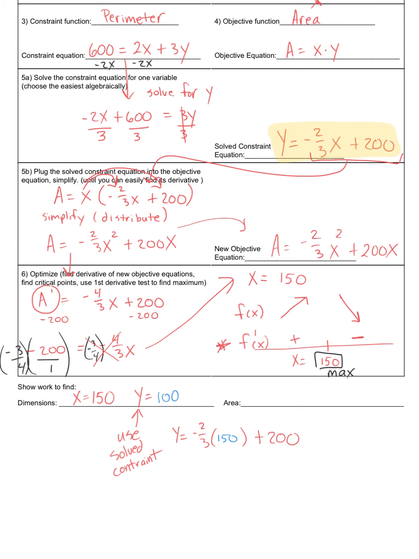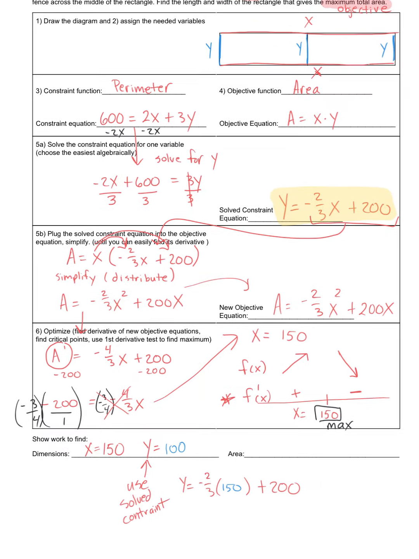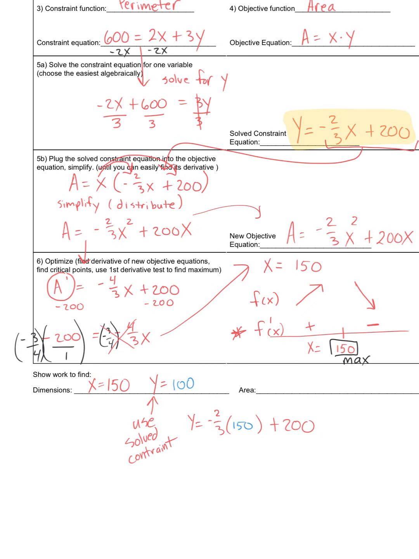All right, so we need units, so let's check our units up there. It is feet this time, so we need 100 feet and 150 feet for our x, so those are our dimensions. And then for the area, we just multiply our dimensions together. 100 times 150 feet would give us an area of 15,000 feet squared. Okay, there's problem 2. All right, we'll go to problem 3.